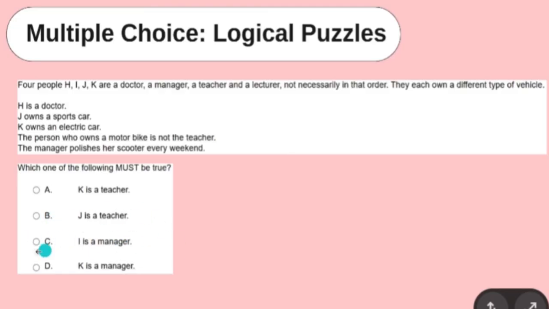According to the information we wrote down, I has to be the manager, because they have the scooter. So I'll choose C, but let's just quickly look at D. K is a manager. Well, that can't be true because we already worked out that I is a manager. And if I is a manager, K can't be a manager because they each got one of these jobs. So in this case, the correct answer would be C, not B.